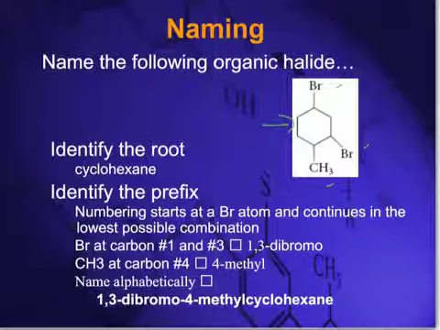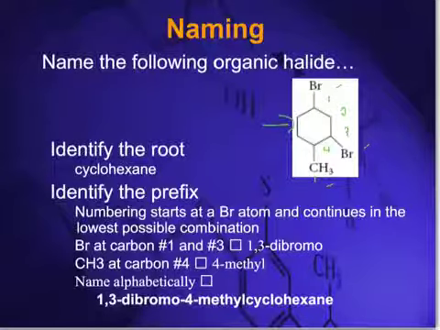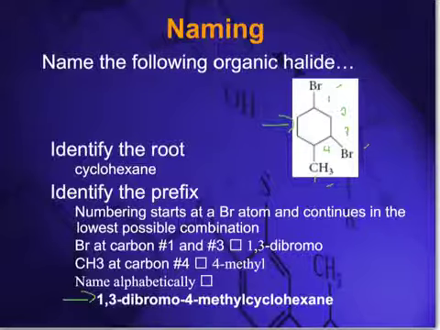Because the molecular weight for bromine is higher than the molecular weight for carbon, we are going to give priority to the bromines. Therefore, we're going to name this 1, 2, 3, 4. Therefore, our bromines are attached to positions 1 and 3, and there is a methyl group at position 4. Therefore, our final name is 1,3-dibromo-4-methylcyclohexane.